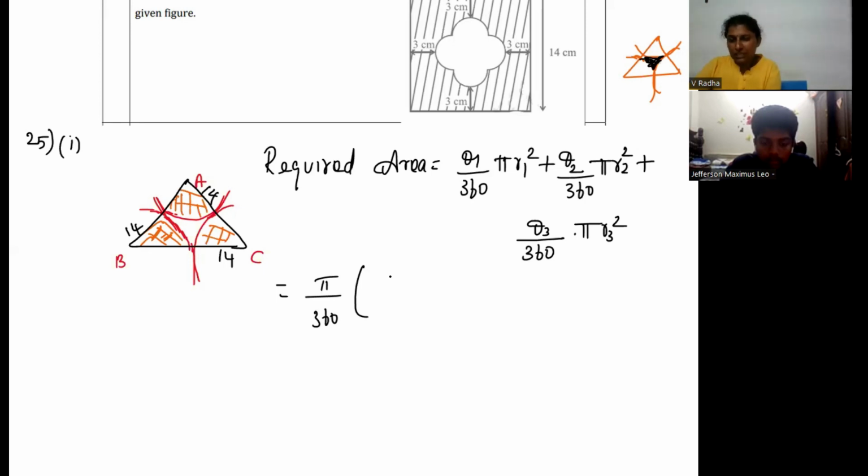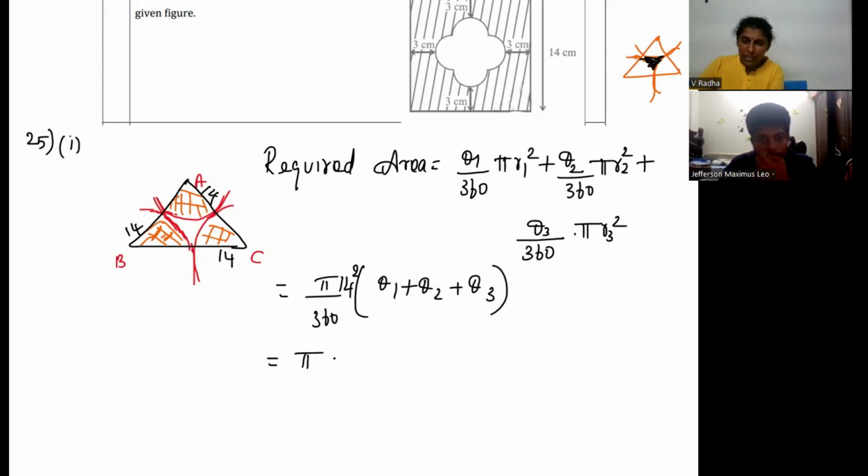Then theta 1, theta 2, theta 3. The radius is the same for all, 14. Yes, ma'am. So 14 square is also outside. Just theta 1 plus theta 2 plus theta 3: all are equal angles because of the equilateral triangle. The sum of all three is 180. Correct? Yes, ma'am. 14 squared is 196.